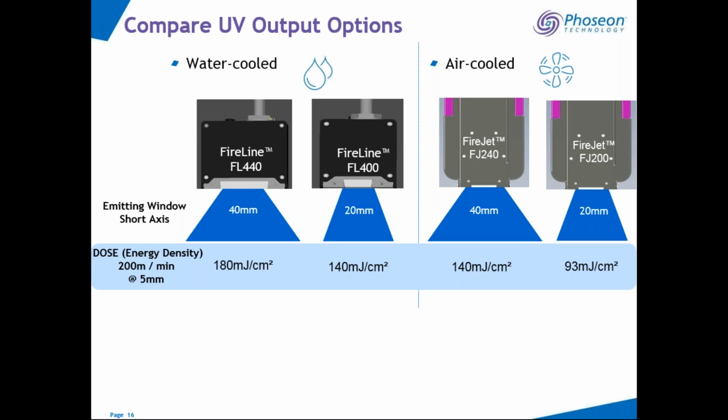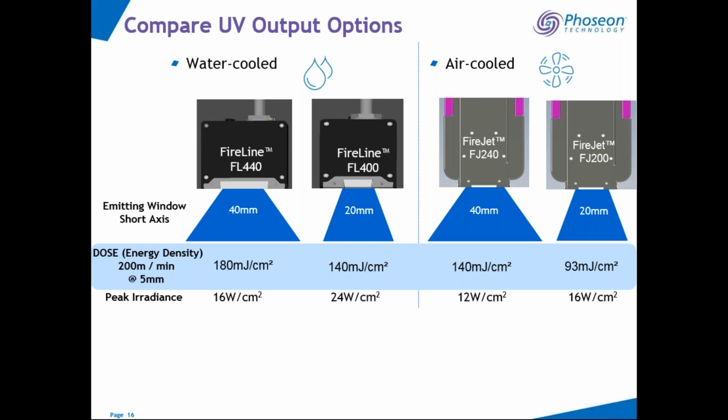But the irradiance is another thing that makes this interesting, is we need to look at that. And so as you can see in the middle, between an air-cooled solution, the FJ240 with a 40 millimeter window is delivering the same amount of energy density as a 20 millimeter water-cooled solution. And the difference is the irradiance found below. One's at 12 watts and one's at 24 watts. And so this all goes into what determines the curing of the formulation and what do you need? Do you need higher dose or do you need higher irradiance?